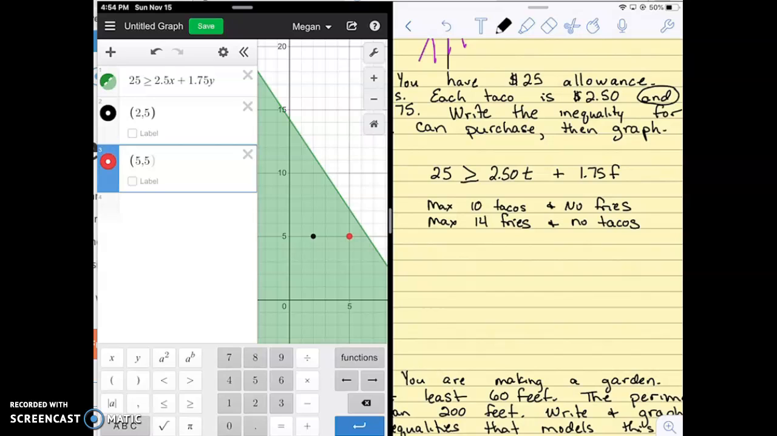tacos and 5 fries. See, it's still in my solution area. So as long as I'm within my solution area, these are all the combinations of ways I can spend my allowance.